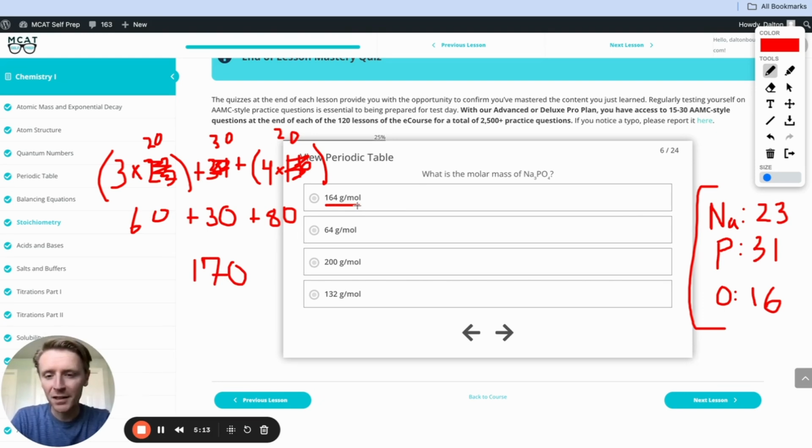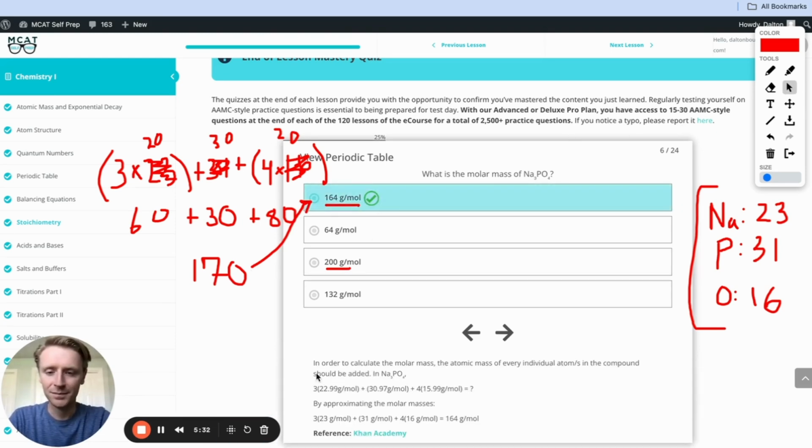If I got 170 and I had another answer that was very close, like if this, for example, right here was 175 instead of 200, then I might want to go back and do it without rounding so much, because that's a little risky. But where it's clearly closest to this answer right here, to the 164, we're going to say that's our correct answer. Let's go ahead and check it out.